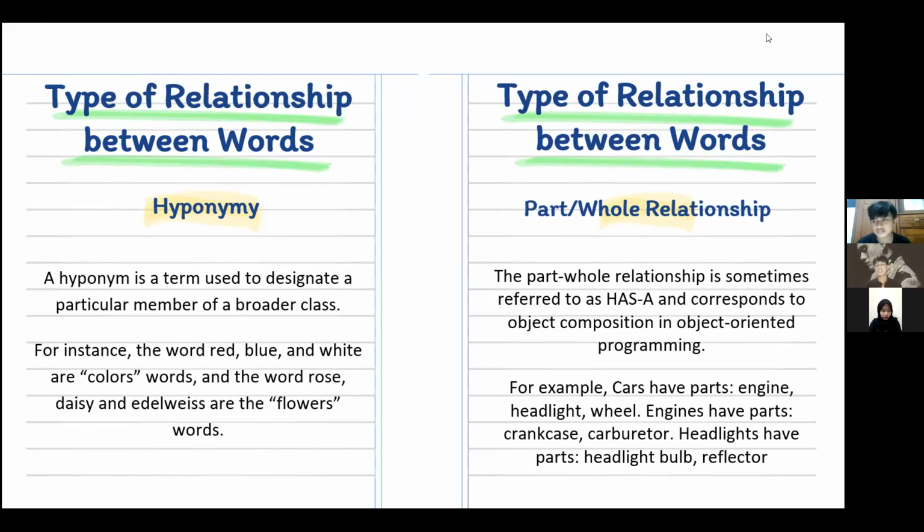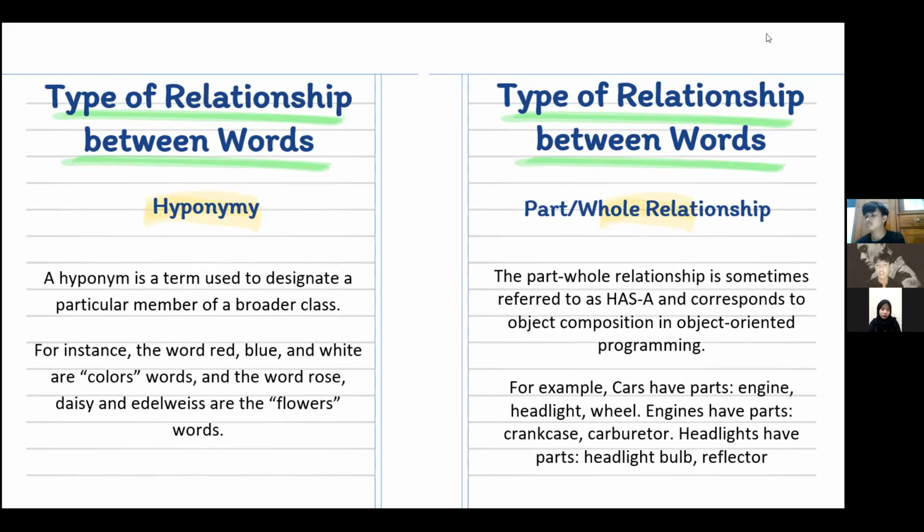And the second one is part or whole relationship. What is part or whole relationship? The part-whole relationship is sometimes referred to as has-a, and corresponds to object composition in object-oriented programming.